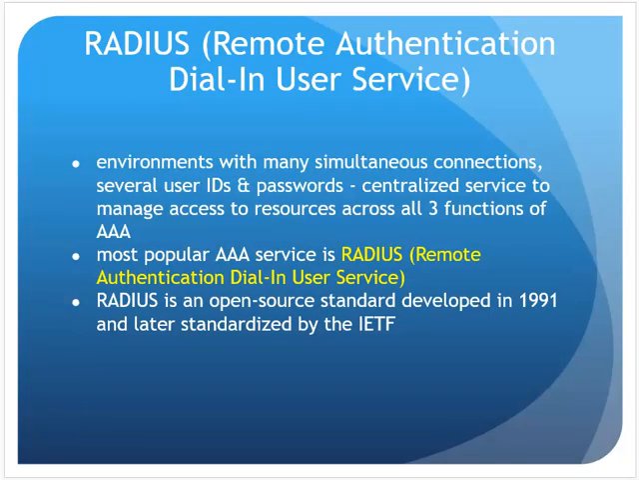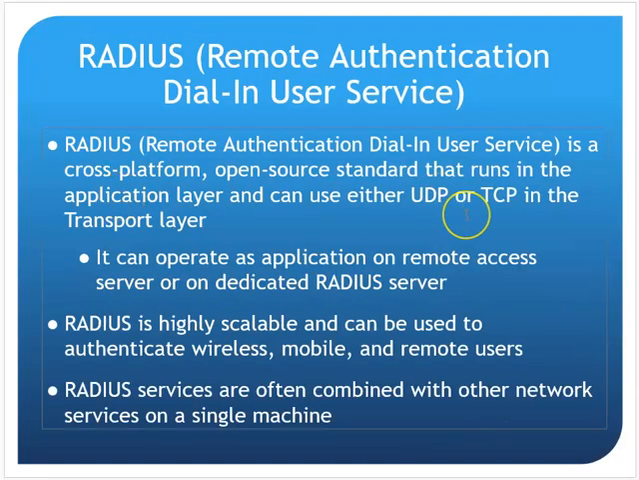All right, another authentication service: RADIUS, Remote Authentication Dial-in User Service. In environments with many simultaneous connections, several user IDs and passwords, RADIUS can be used as a centralized service to manage these across all these functions. The most popular AAA service is RADIUS. It was an open source standard developed in the early 90s, later standardized by the Internet Engineering Task Force. It's cross-platform, open source, runs at the application layer, and can use UDP or TCP. It can operate as an application on a remote access server or a dedicated RADIUS server.